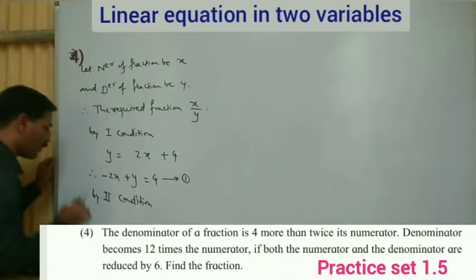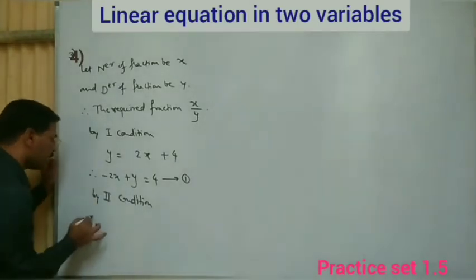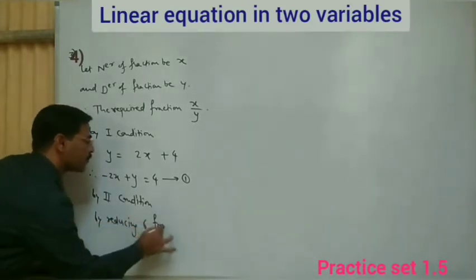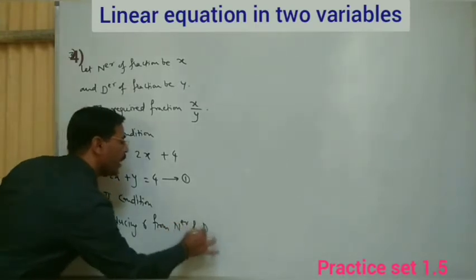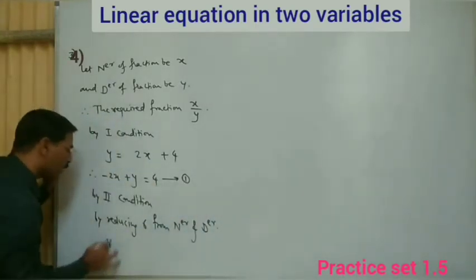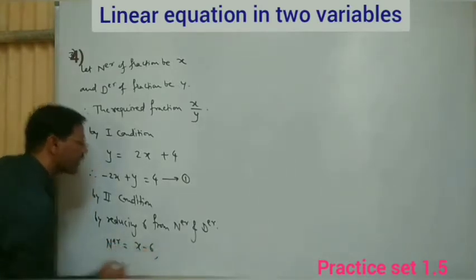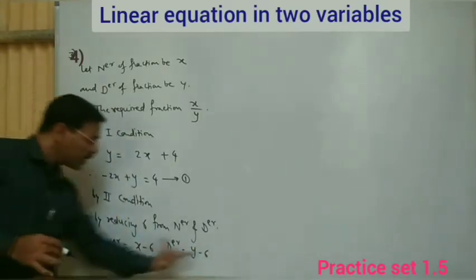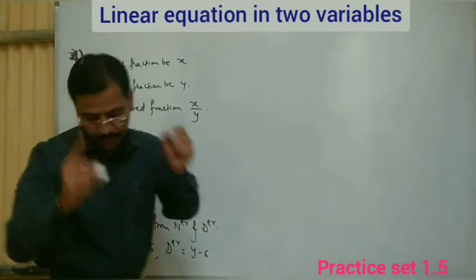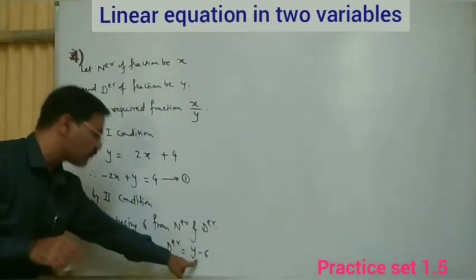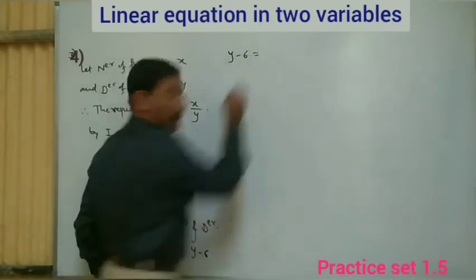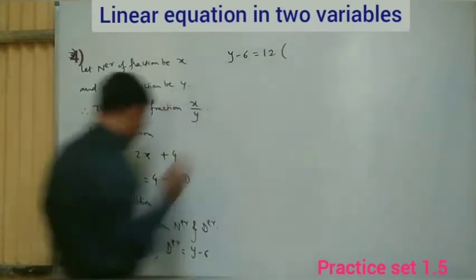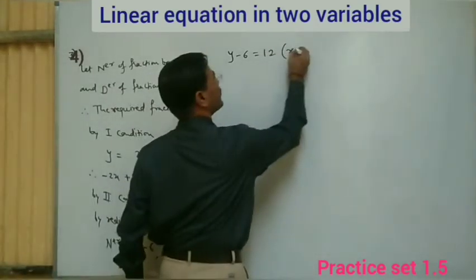So look here, what will be the new numerator, or you may write here by reducing 6 from numerator and denominator. What is the numerator? Reduced, x minus 6. What about the denominator? That is y minus 6. Now in these two, what is given to us? Read it. Denominator becomes, means this one, so y minus 6 becomes 12 times the numerator, 12 times the numerator, which is x minus 6.